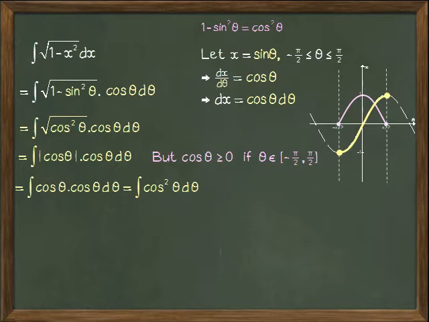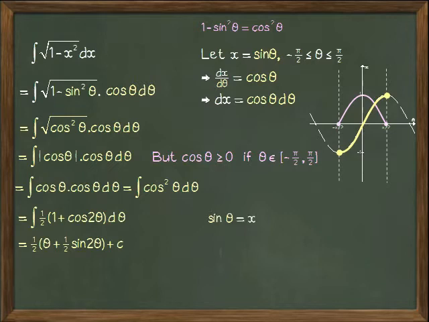To integrate cosine squared theta, I need to apply the power reducing formula, half times 1 plus cosine 2 theta. And now finally we're ready to integrate. So half is a constant, 1 integrates to theta, and cos 2 theta integrates to half sine 2 theta plus a constant. Although we have now integrated the function, our answer is in terms of theta, but we need to write the answer as a function of x.